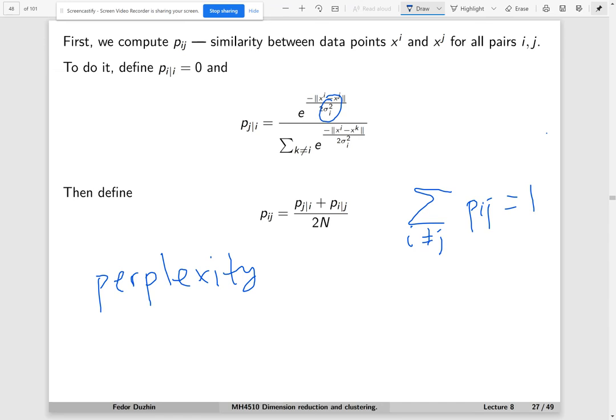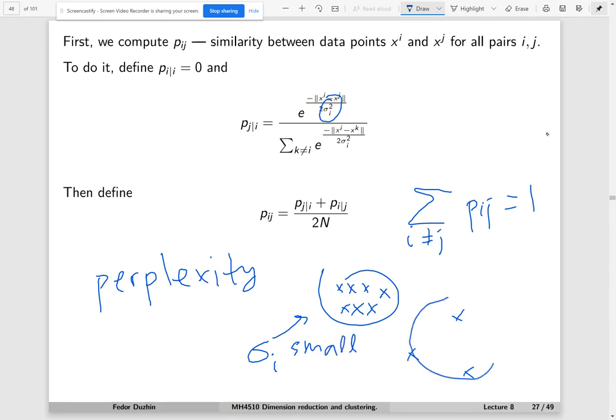But the idea is that once you set this perplexity, then sigma i can be chosen in a way so that in regions where there are a lot of data points, sigma i is going to be small. And in regions where data are scarce, sigma i is going to be large. And the balance between large and small is going to be chosen to match this perplexity parameter.